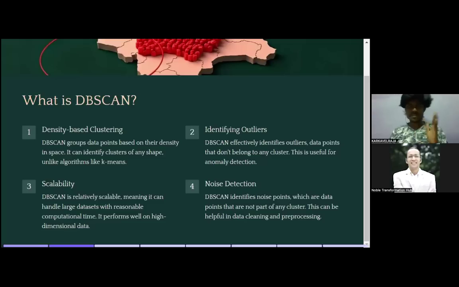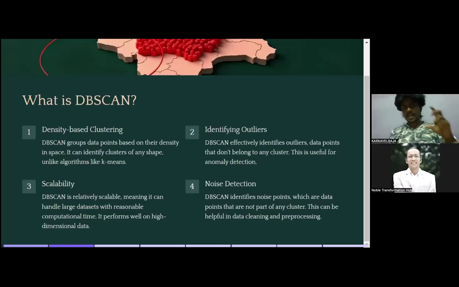Next, noise detection. Yeah, DBSCAN identifies noisy points, which are the data points that are not part of any cluster. This can be helpful in data cleaning and pre-processing. It is similar to anomaly detection and outlier detection. So noise and outliers are a major thing, guys. Your data set should not contain any outliers or noise. Whenever you detect an outlier, it can be detected using DBSCAN. You can apply it to real-world applications such as anomaly detection. When it is noise, you can remove it as part of data cleaning and pre-processing.